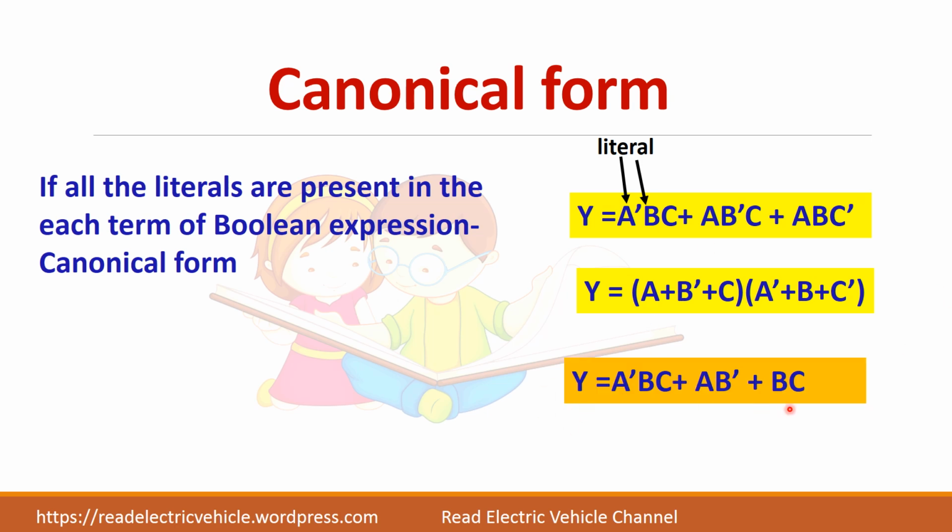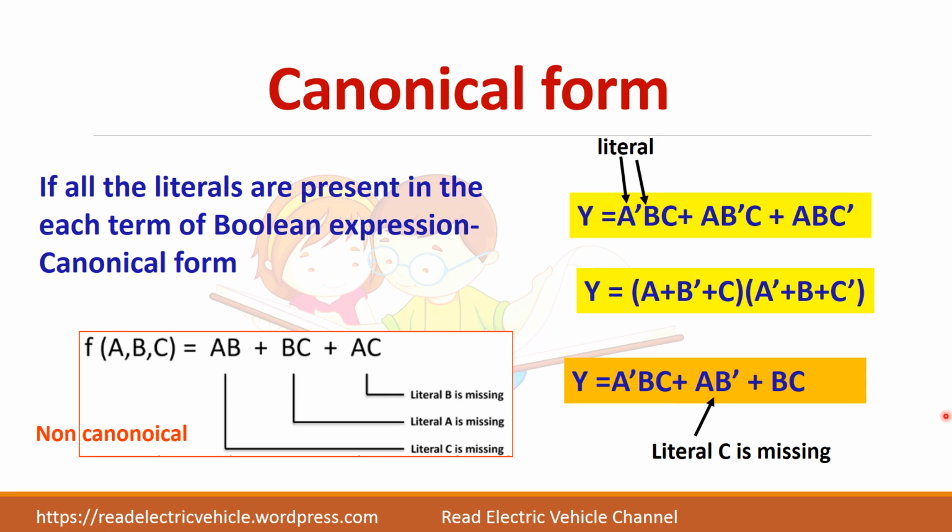If you take this function, you see here, it is a 3 variable function, but here I have 3 variables, whereas here only 2 variables are there. C is missing. Here A is missing. So this is said to be non-canonical form. This is not a canonical form.